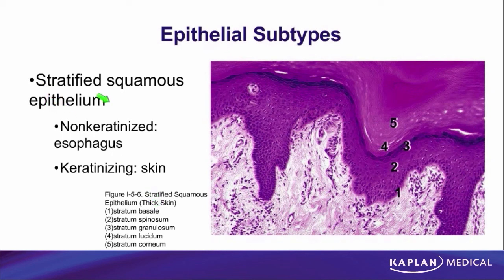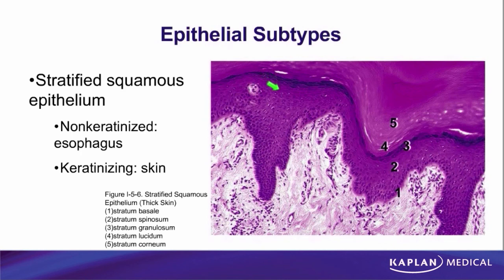Stratified squamous epithelium is going to be found on surfaces that are subject to abrasion. Stratified squamous epithelium is particularly good for resisting abrasion. So we're going to see it on surfaces where there's going to be abrasion, surfaces like skin, surfaces like the esophagus with food moving down along the surface causing abrasion.